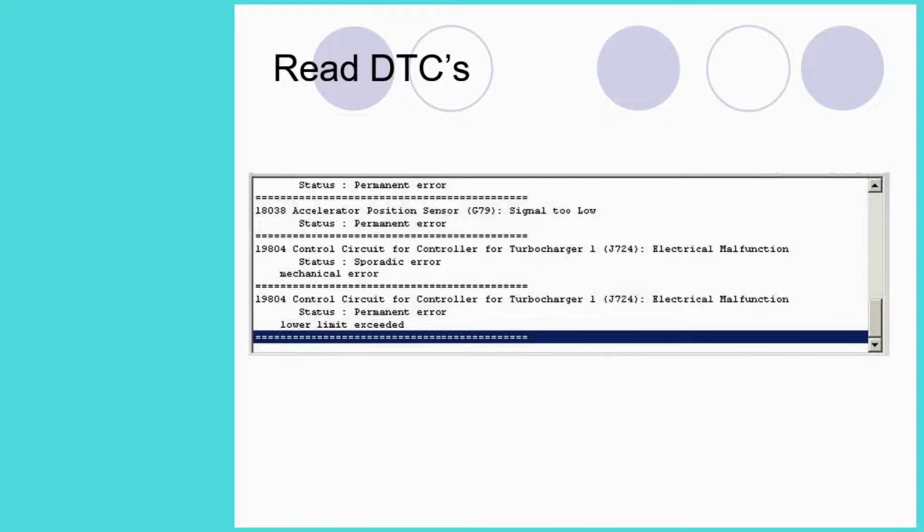The fault code is 18038. The definition of the fault code is accelerator position sensor, signal too low. There is further information given by signal too low. The G79 figure is a position indicator which will show the position of the sensor on the wiring diagrams or in the workshop manual.